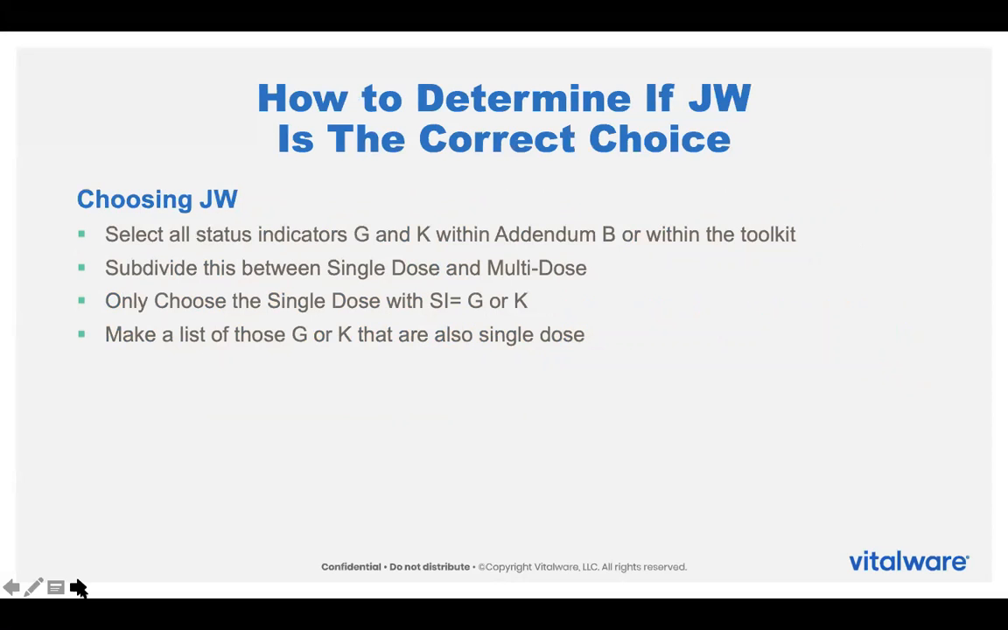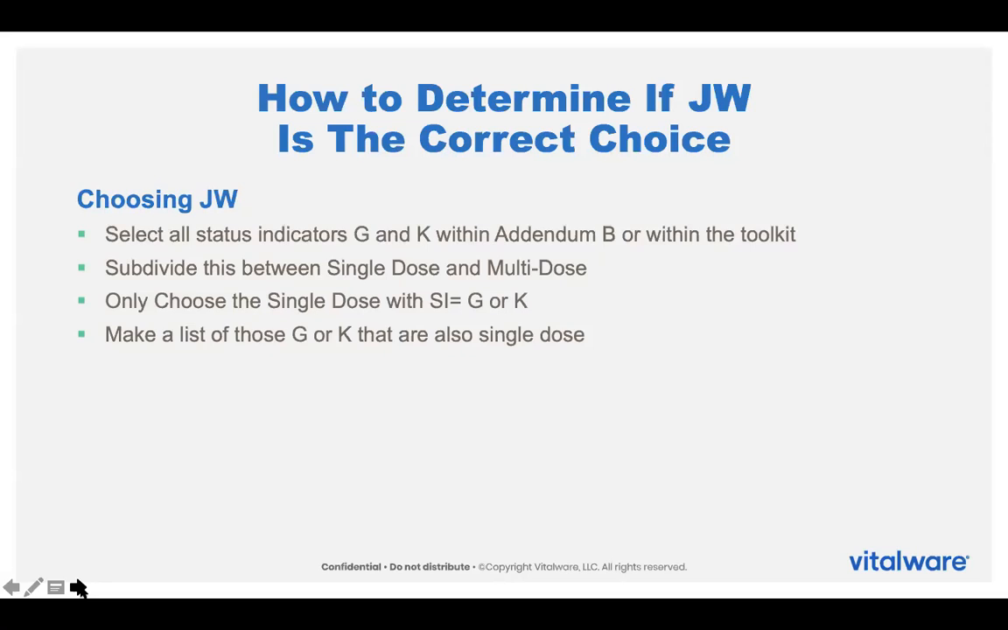So how do I choose if something needs a JW? One, I'm going to look at Addendum B and select all the Gs or Ks, or within the Charge Master knowledge VitalWare has. You're going to then subdivide all those Gs and Ks by those that come in single dose versus multi-dose. And I'm going to then filter it out so I only have single dose Gs and Ks. Those are the ones that will be eligible for the JW.